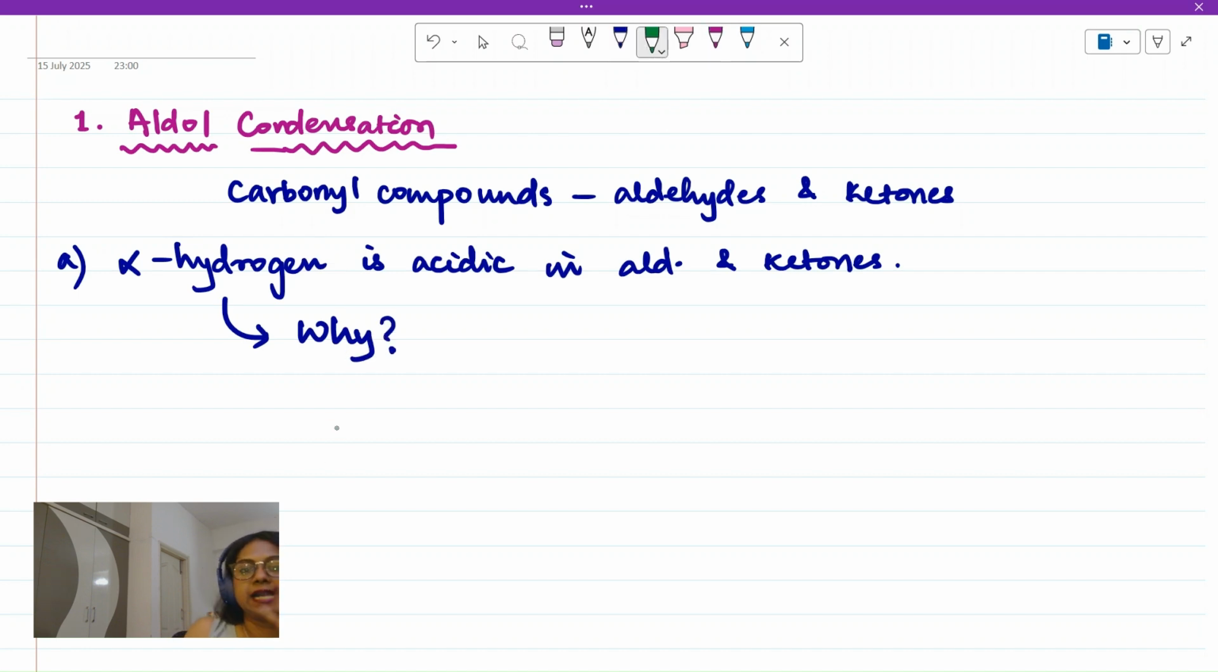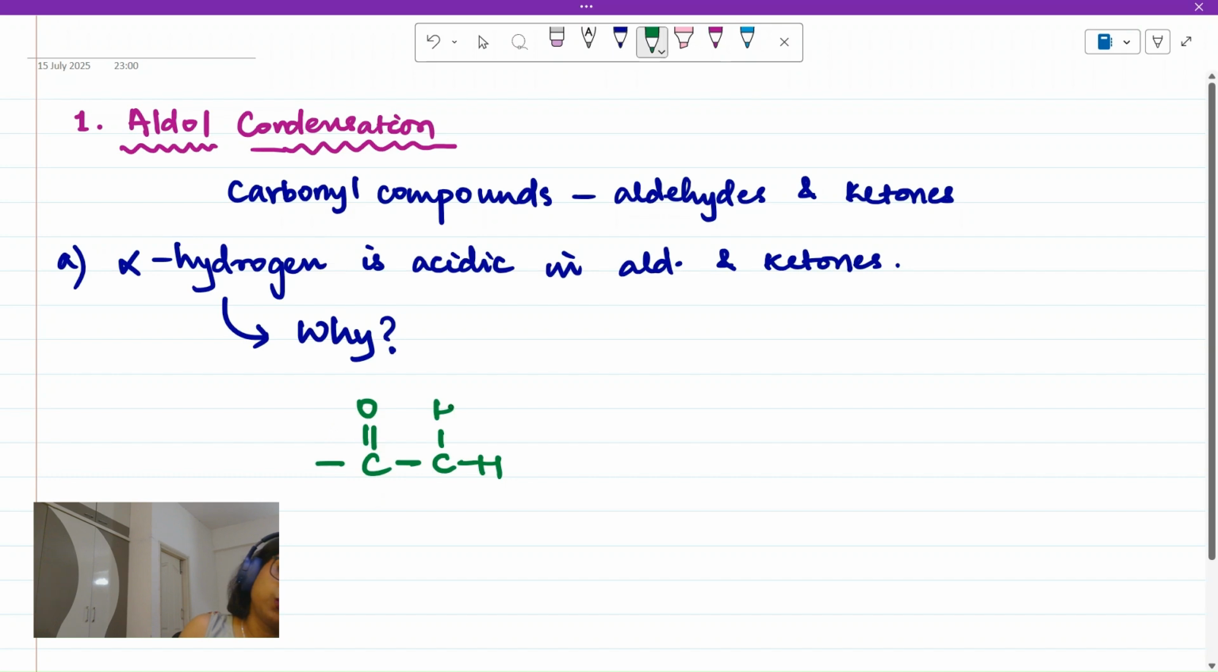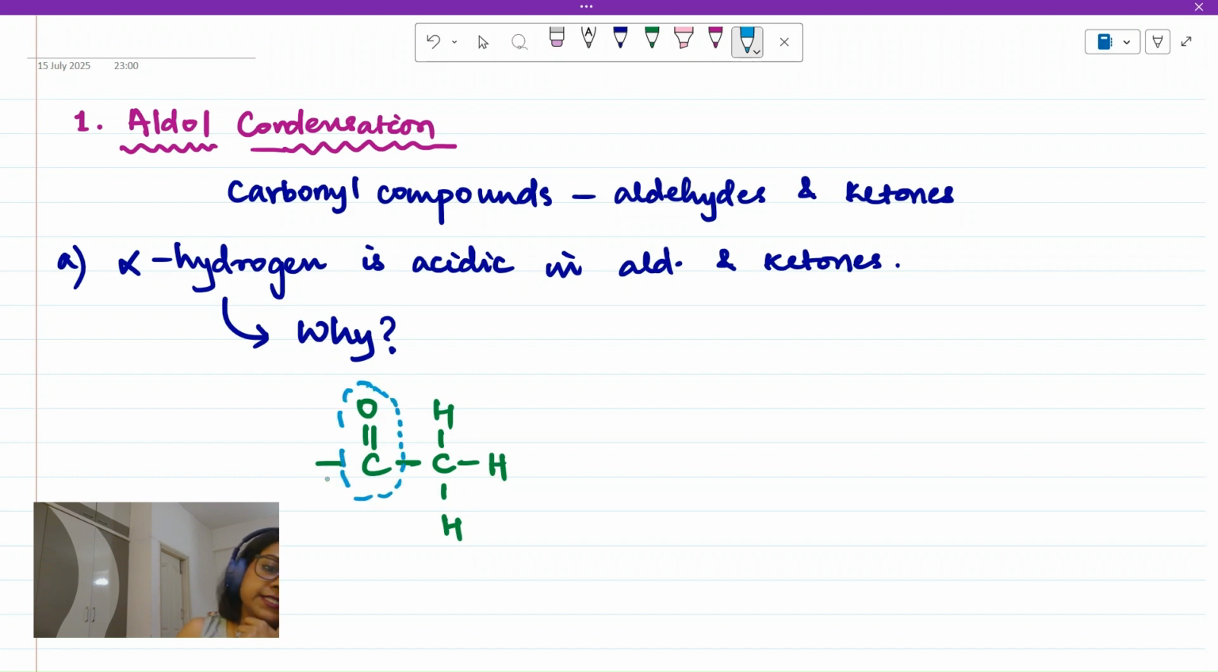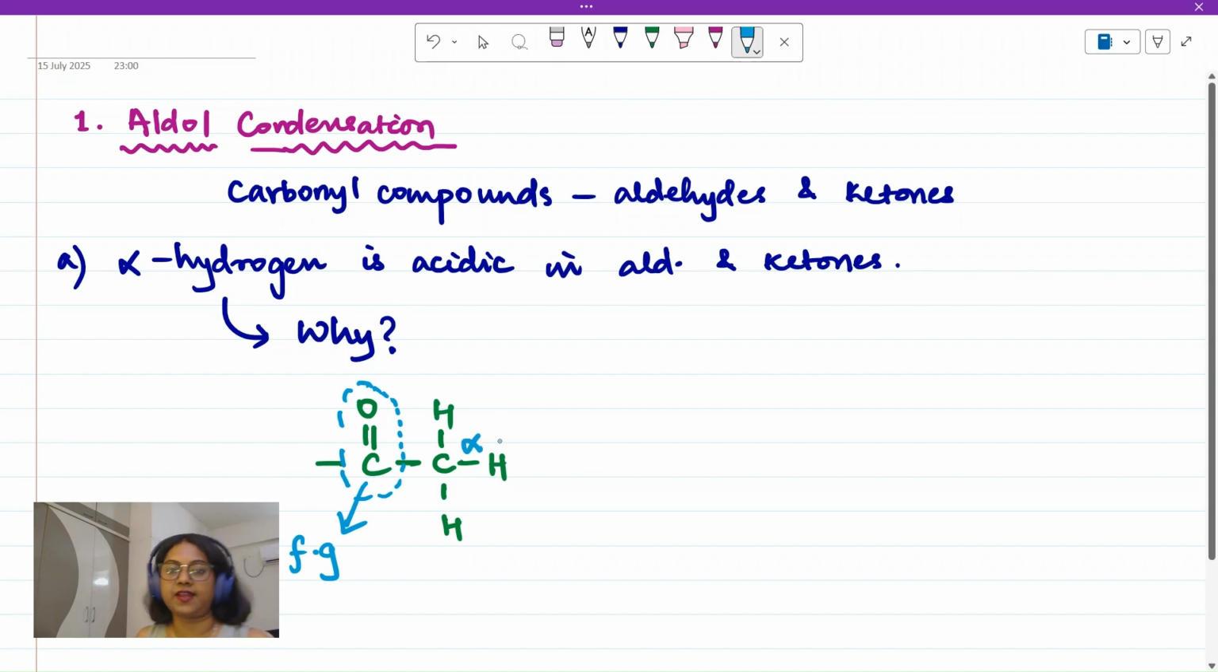If I draw a general carbonyl compound, carbonyl is C double bonded to O, and then there's some alkyl group with hydrogen attached to it. Now, which is the alpha carbon and what are the alpha hydrogens here? This C=O double bond is our functional group. Any carbon directly attached to your functional group is called an alpha carbon, and there are three alpha hydrogens here.